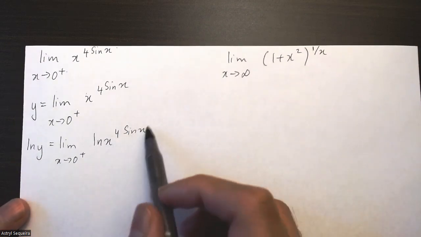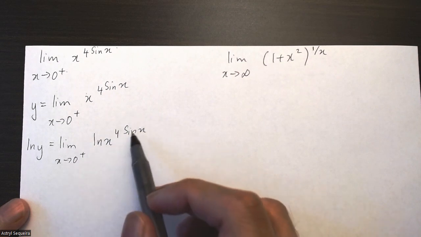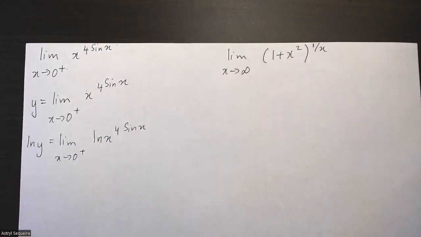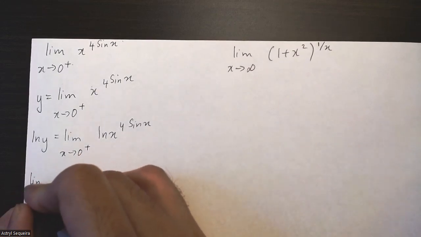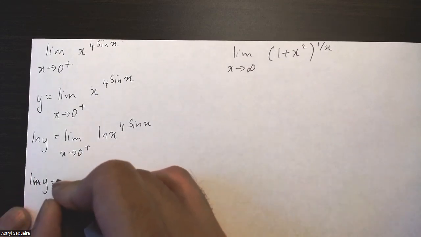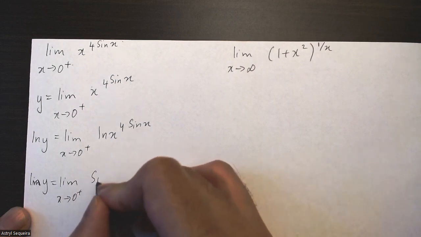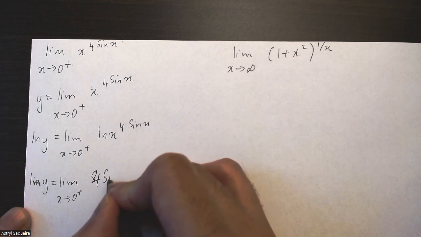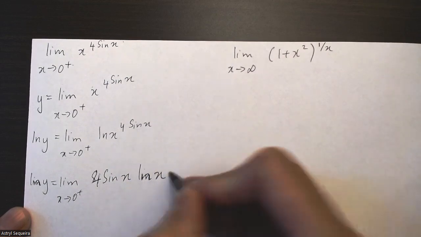And then I'm just going to bring down my exponent. You can either bring down just the sine x, or you can bring down the entire 4 sine x. It doesn't matter. Both of them will give you the exact same solution. I'm going to just bring down the entire 4 sine x. Oops, ln y. 4 sine x ln x.